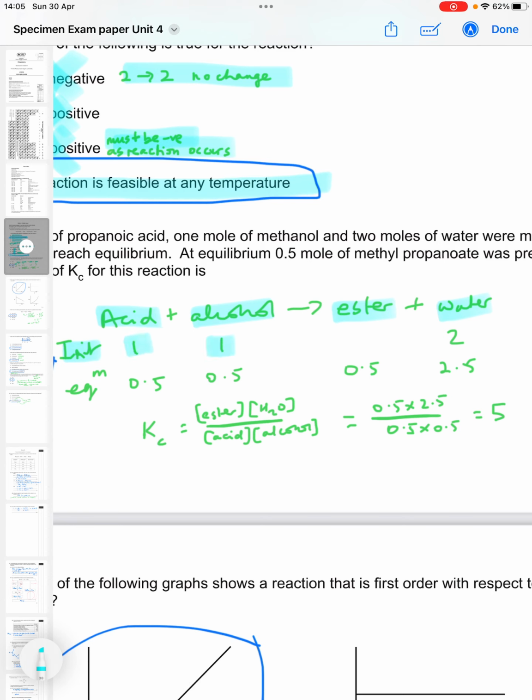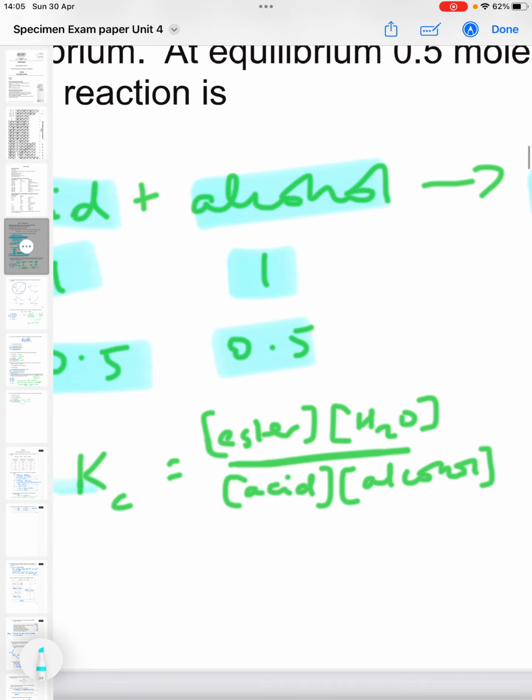So initially, we're told there's 1 mole of propanoic acid, 1 mole of alcohol, and 2 moles of water. And then at equilibrium, 0.5 moles of the ester is present. So if 0.5 moles of the ester is present, that means that 0.5 moles of these have been used. So we have 0.5 of acid, 0.5 of alcohol, and we also then are making an extra half a mole of water, so 2.5 moles of water.